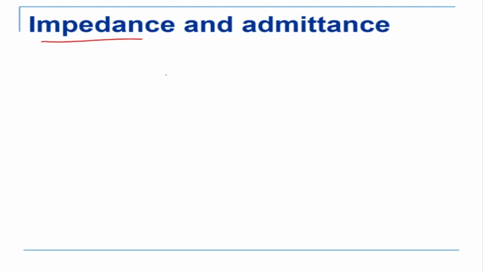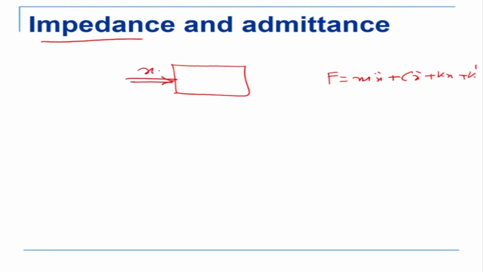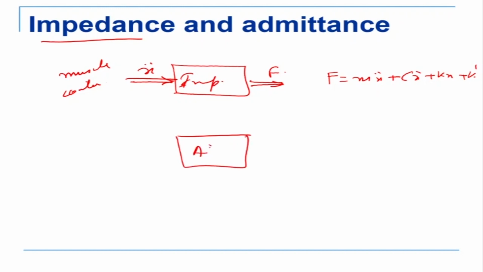In case of the impedance equation, which we wrote as force is mass into acceleration plus c x dot plus k x plus k dashed, my input here is x, the acceleration, and the output is force. What is the input? This is the muscle contraction. And the output is force. So this is my impedance. What is admittance? In admittance, my input is force and the output is acceleration. And this is my Newton's law. Okay, this is called admittance.